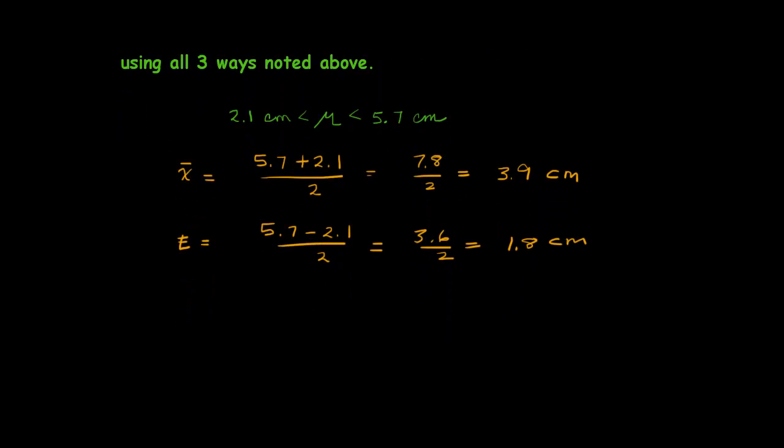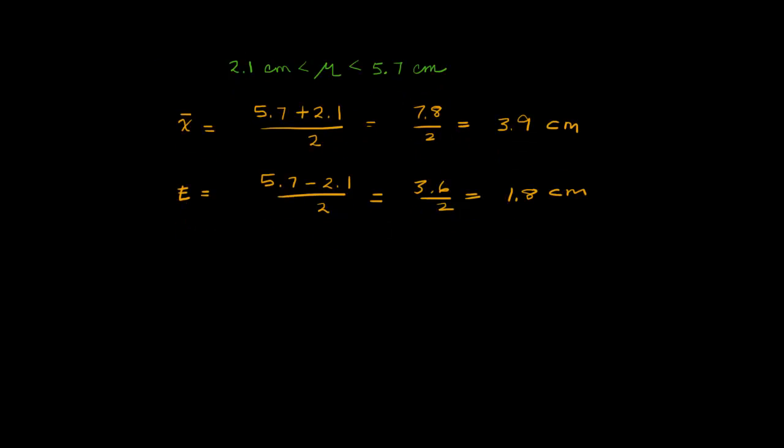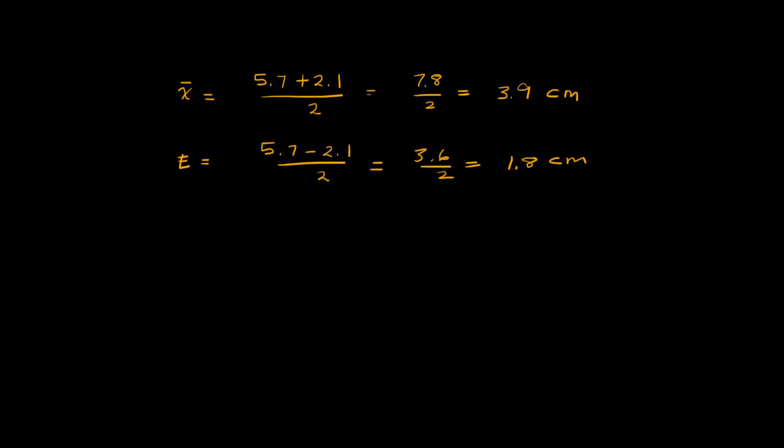Okay, now that we have those two, we can state this in the three ways we noted above. So the first way was the x bar minus E and x bar plus E. So we know that would be 3.9 minus 1.8 and 3.9 plus 1.8. So showing it that way, see, we have the limits there as well as the detailed information.